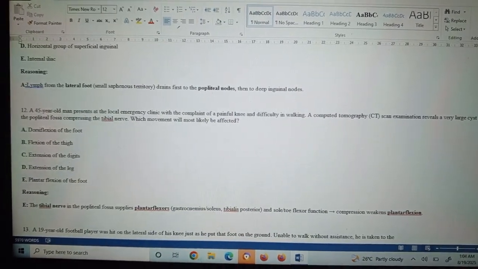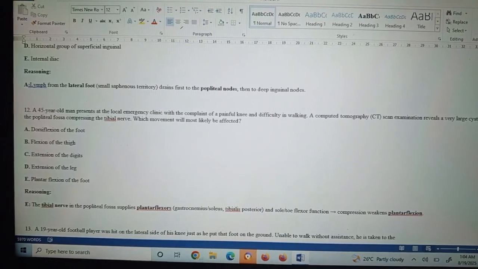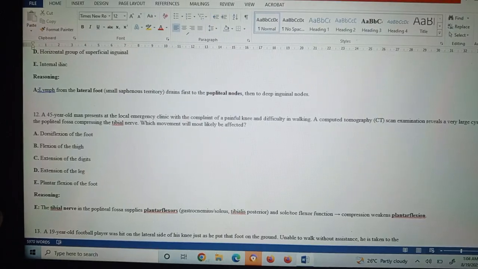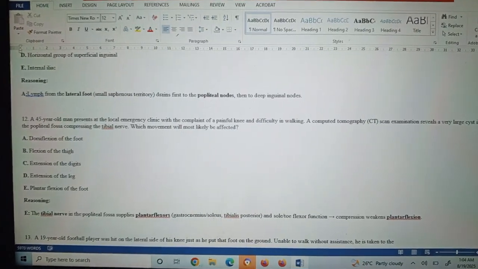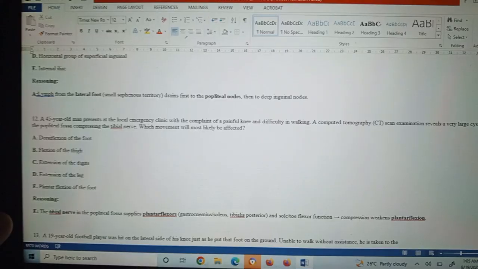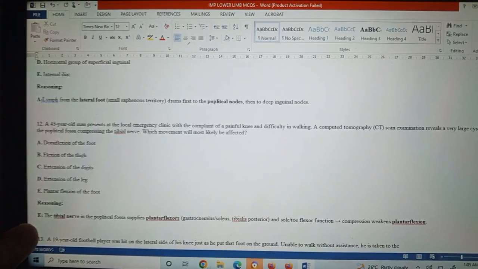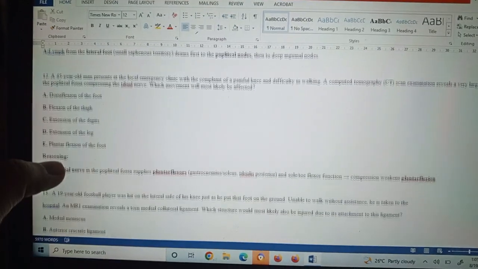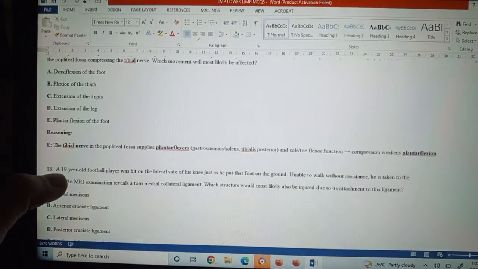The tibial nerve in the popliteal fossa supplies the plantar flexors, that is gastrocnemius, soleus, and tibialis posterior, and the long toe flexors. On compression, the function is weakened: plantar flexion. The answer is E, that is plantar flexion of the foot is going to be affected.